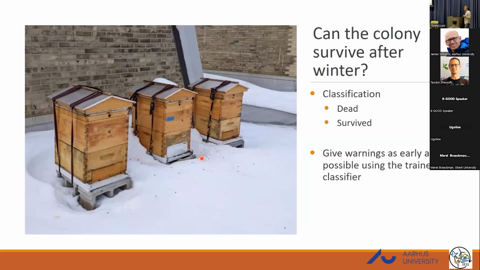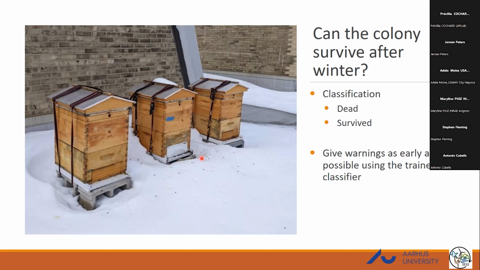So first, let's define the question we want to answer from the data. So the question is, can the colony survive after winter? Then we can turn this question into a classification problem. After winter, the colony can be either dead or survived, being alive. So we want to predict this based on the data we collected from the previous year, to predict the chance that the monitored colony can still be alive after winter in the next year.